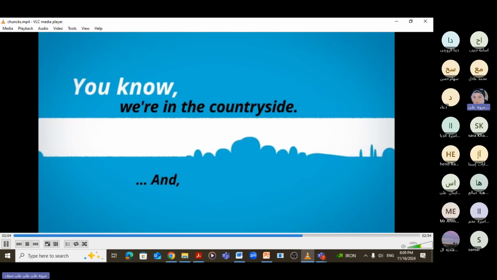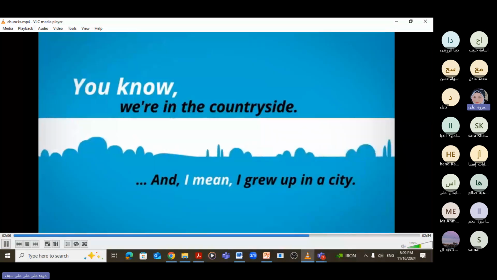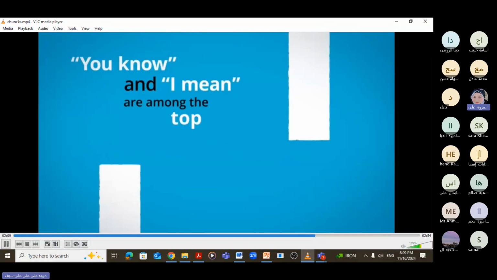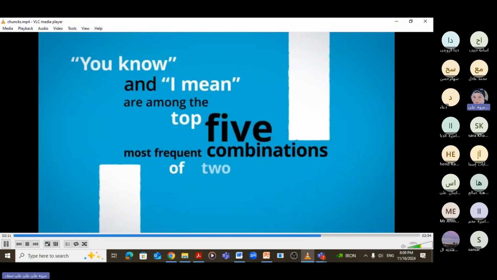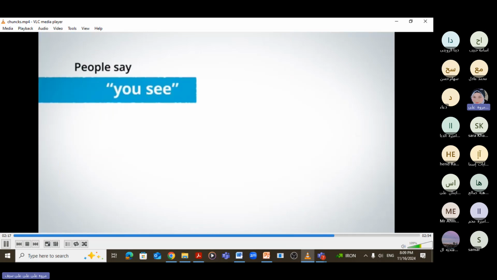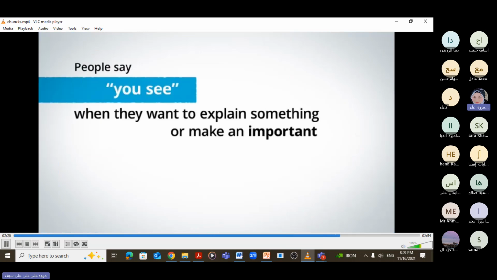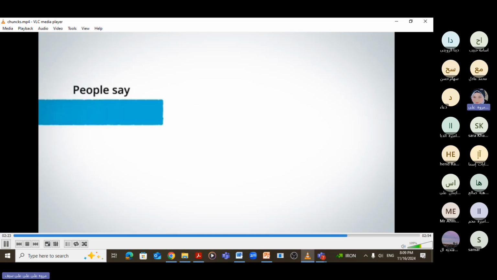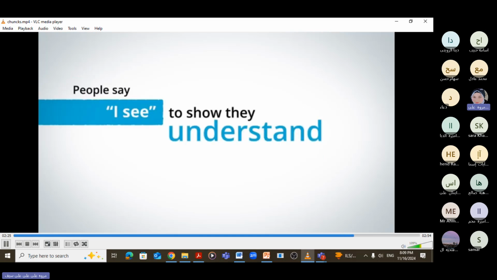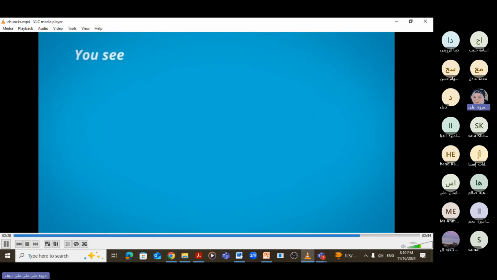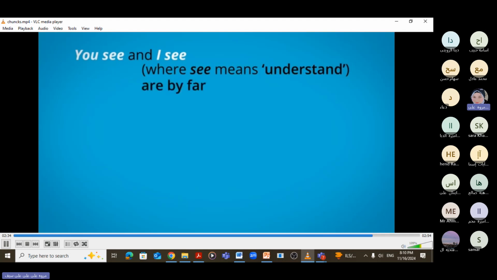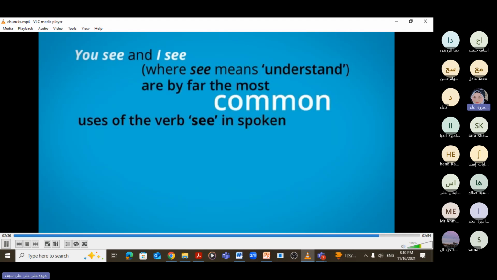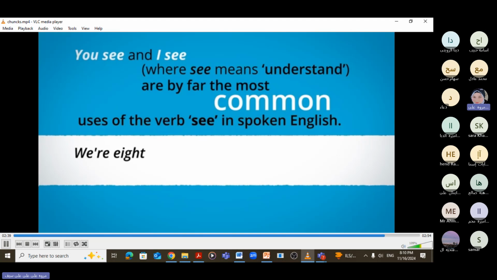"You know, we're in the countryside, and, I mean, I grew up in the city." "You know" and "I mean" are among the top 5 most frequent combinations of two words in English conversation. People say "you see" when they want to explain something or make an important point. People say "I see" to show they understand what the other person means. "You see" and "I see," where see means understand, are by far the most common uses of the verb see in spoken English. "And we're 8 miles out of town now, you see." "Oh, I see."